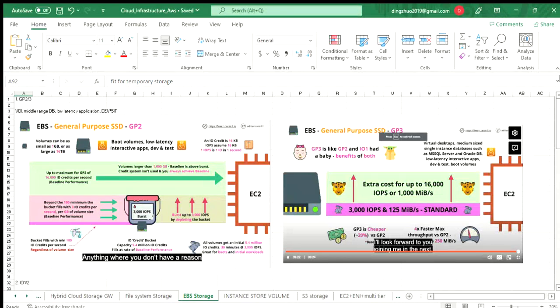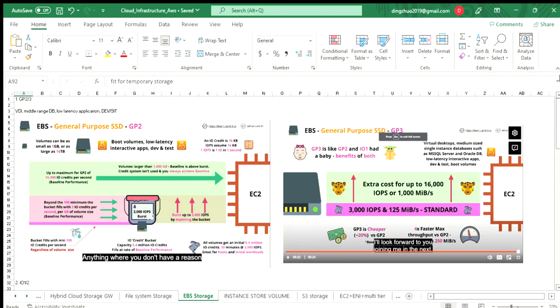Welcome back. In the last chapter, we talked about Elastic File System. We also looked at Elastic File System Infrequent Access. We also looked at FSx file systems and the replication scenarios. Now we're going to look at the second type of storage, which is called block storage.